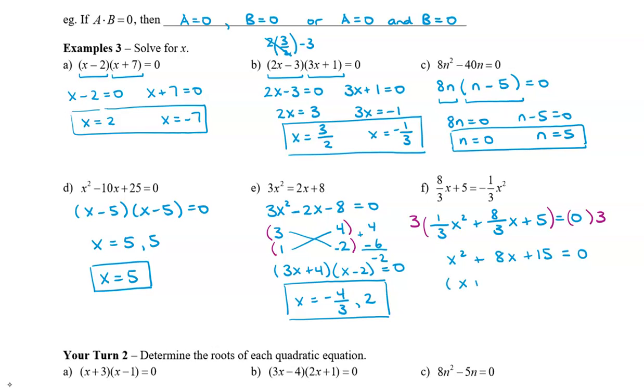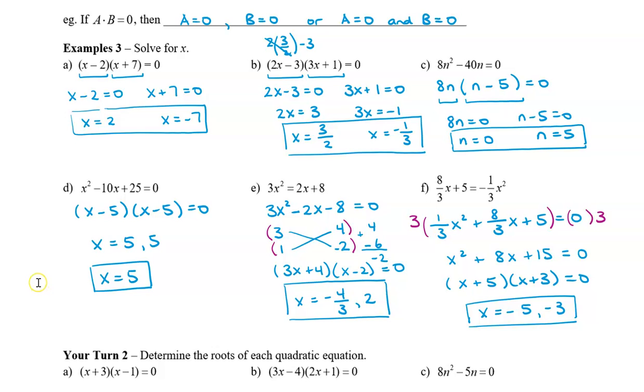So this will be x plus 5 times x plus 3. And that all equals 0. And then solving, this will give me negative 5 and negative 3. So notice that these answers are going to be the opposite sign of what the factor is. Because when you plug it in, negative 5 plus 5, again, is going to give you 0. And negative 3 plus 3 will also give you 0.